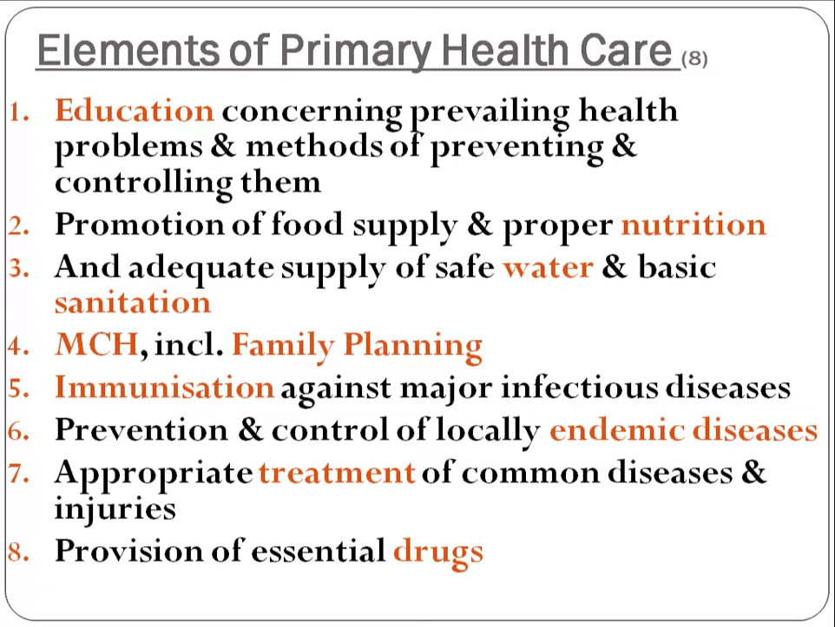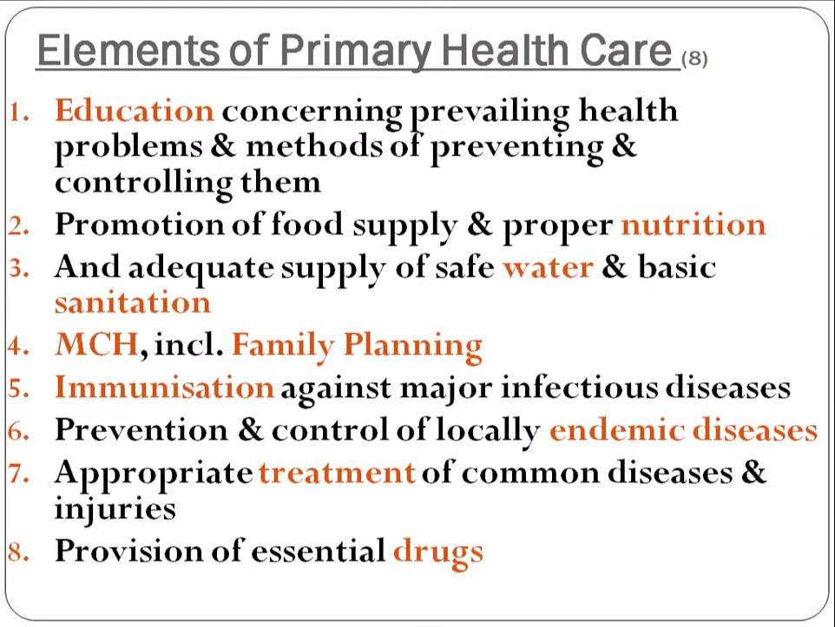Education, nutrition, water and sanitation, mother and child health, including family planning, immunization, control of endemic diseases. You can add NCDs to that, non-communicable diseases, but that is not given in the book. Appropriate treatment of common diseases and injuries, and provision of essential drugs. Please form your own mnemonic. I have mine. I won't give mine to you. Form your own mnemonic. Write these 8 things in the exam.